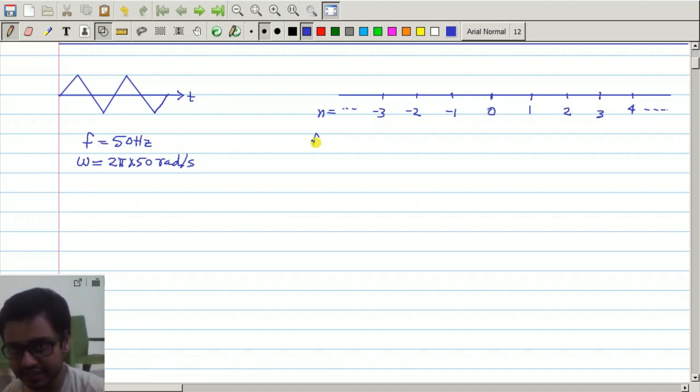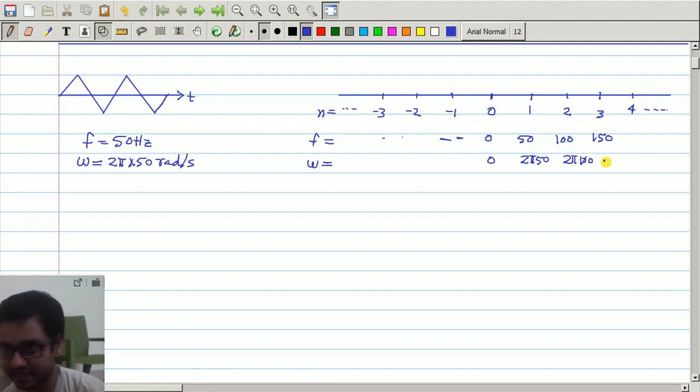And the frequency of these harmonics will be 50 Hertz for the first harmonic, 100 Hertz for the second harmonic, 150 Hertz for the third one, and so on. 0 Hertz for the average component. And the corresponding omega values or angular frequencies will be 0, 2 pi into 50 radian per second, then 2 pi 100 radian per second, and so on. And then we put vertical lines or bars to denote the amount or amplitude of these harmonics, like this.